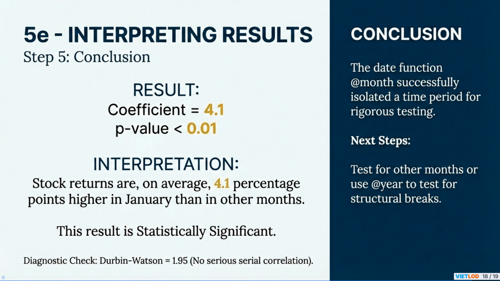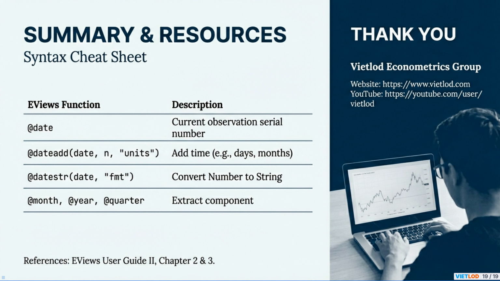The final step in our analysis is to interpret the regression results. We found that the coefficient for the January dummy variable is 4.1, with a p-value less than 0.01, indicating high statistical significance. This means that, on average, stock returns are 4.1 percentage points higher in January compared to other months. This result is statistically significant, providing strong evidence in favor of the January effect. A diagnostic check reveals a Durbin-Watson statistic of 1.95, suggesting no serious serial correlation.